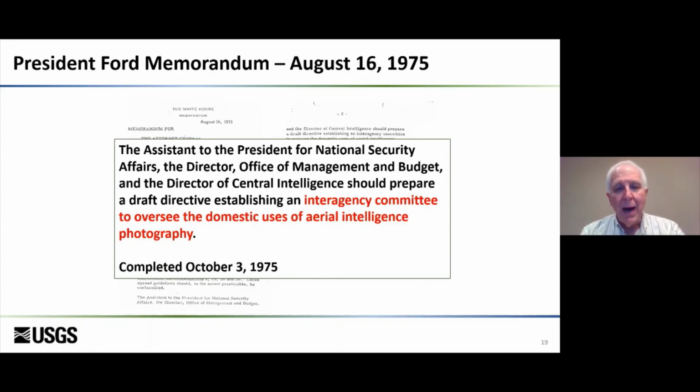We had been up and operating our own secure facility. We had been using the Corona data. And in 1972, USGS was one of the agencies that helped launch the Landsat satellite, which began to image the land areas of the globe. So we had a remote sensing program in place.